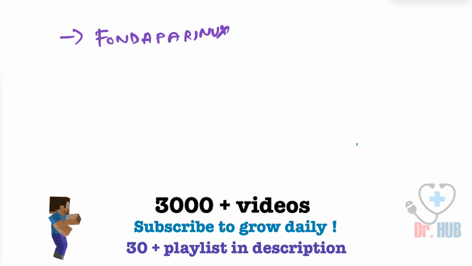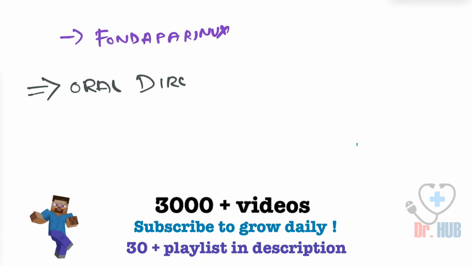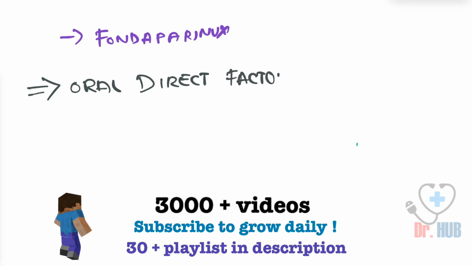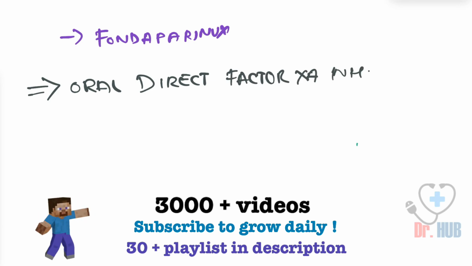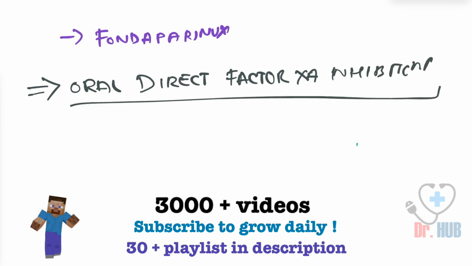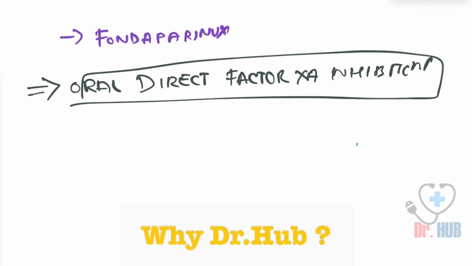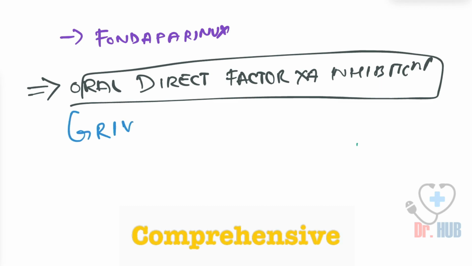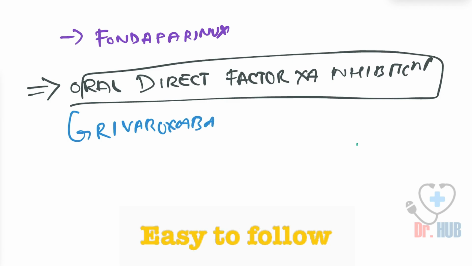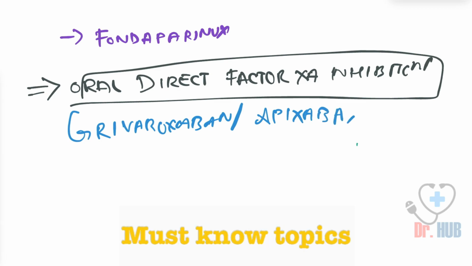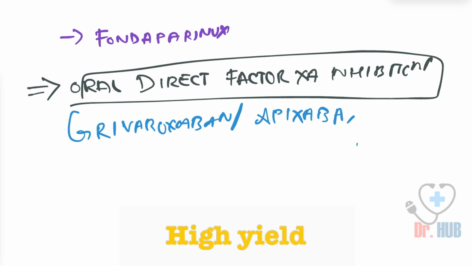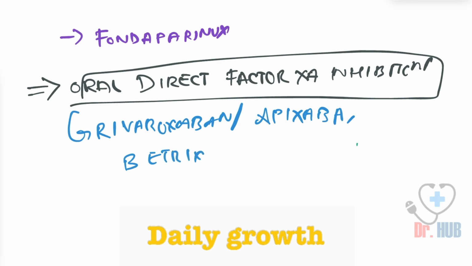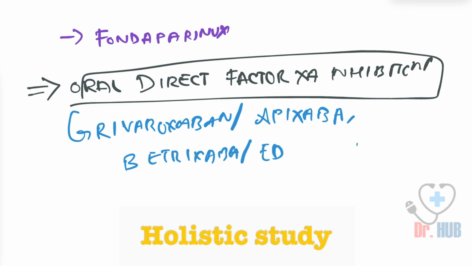Next, we move on to the oral direct factor 10A inhibitors. The oral direct factor 10A inhibitors include the rivaroxaban, also the apixaban, and then it also includes the betrixaban and the edoxaban.